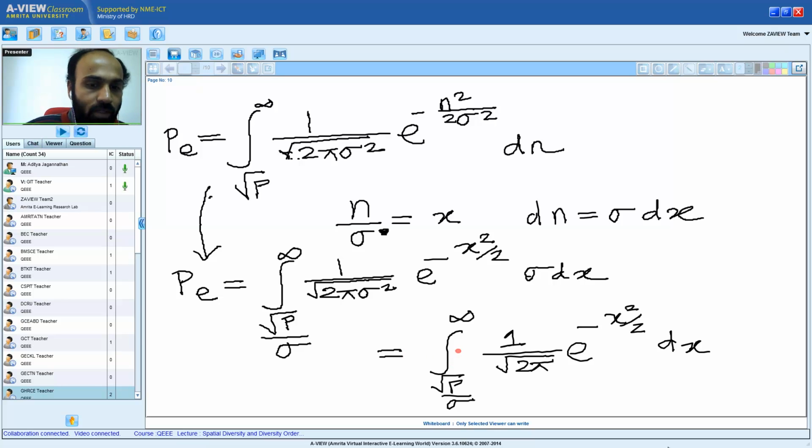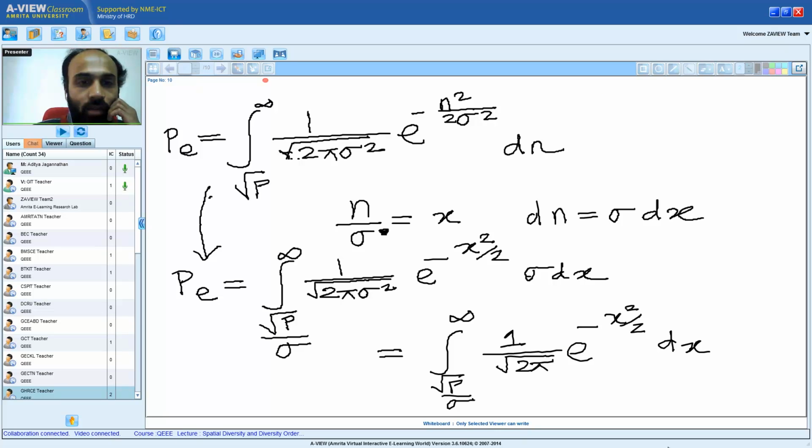No, it should not be twice this, because we are only considering the scenario where the noise is greater than square root of P. Because we are transmitting minus square root of P, the noise being greater than square root of P is where the error will occur. So, conditioned on the transmission of minus square root of P, this is the probability of error. I hope that has answered the question.